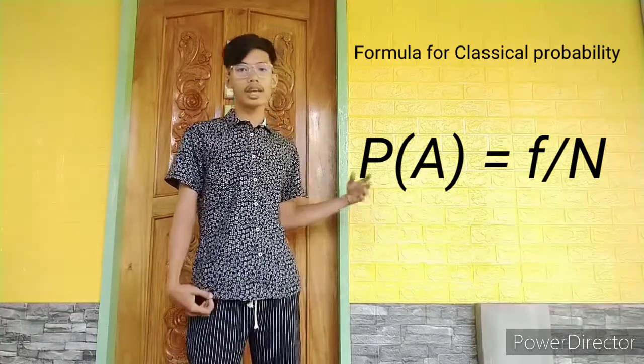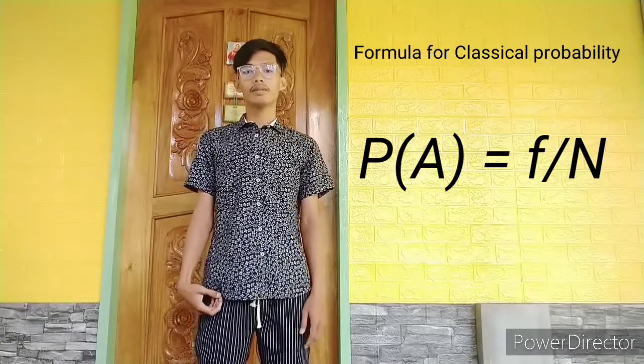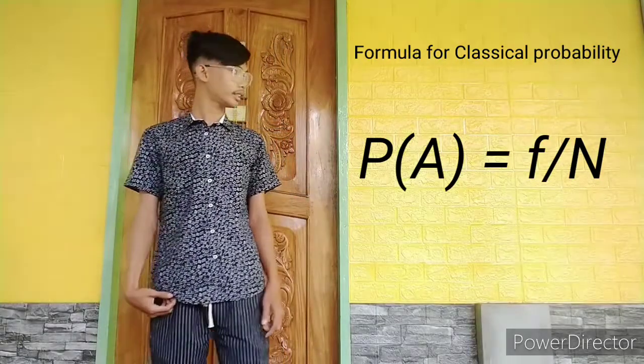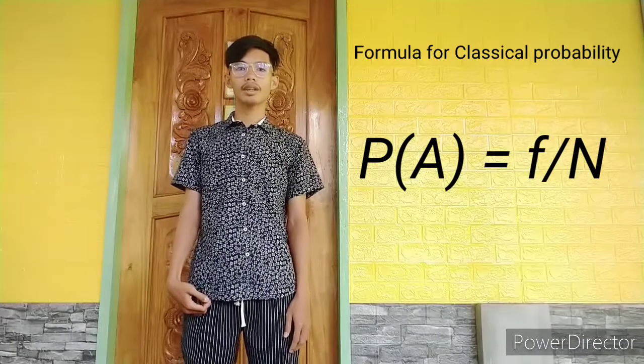So, the next is the F. F is the frequency or number of possible times the event could happen. So, next is N. N is the number of times the event could happen. So, let's have an example.